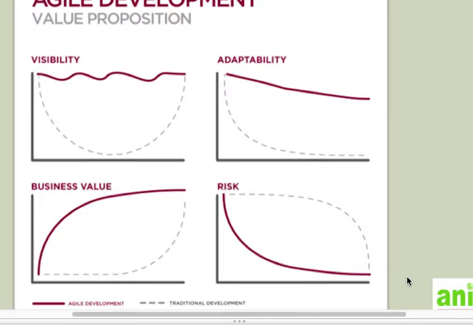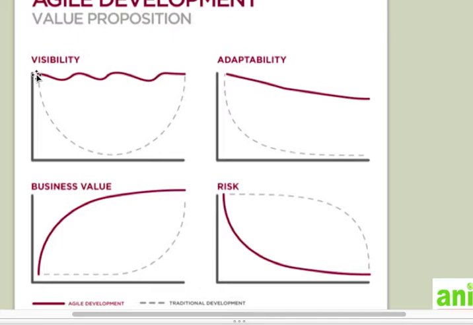If you see that thick red line, that is Agile, and the dotted one is what we call traditional development. In the first graph, the vertical y-axis is visibility and the x-axis is time. So over a period of time, visibility at the initial stage of the project, very close to zero on the x-axis, is very high, whether traditional or Agile.